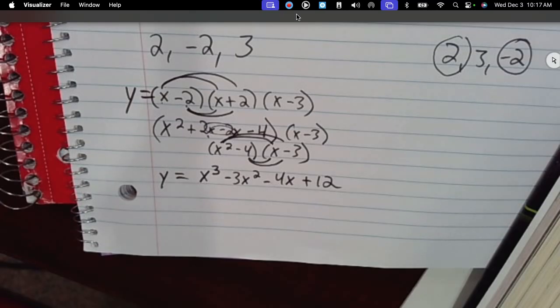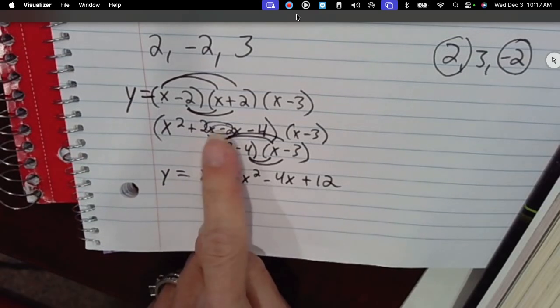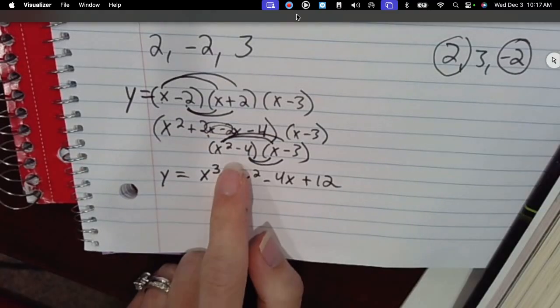I got negative 4x plus 4x. That'd just be x, right? Negative 4x plus 4x, that's 0. Those are going to cancel out. Just like mine right here did. 2x minus 2x went away and I brought that down.